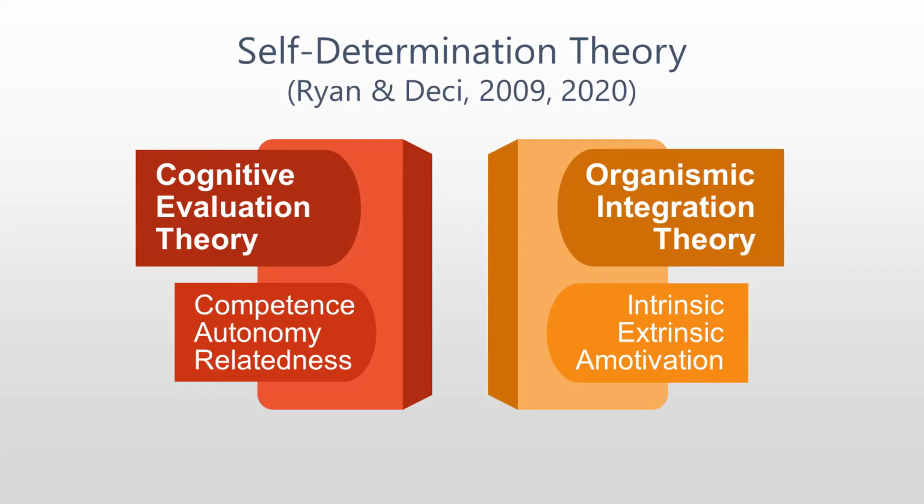So to summarize, self-determination theory is comprised of 6 mini-theories, and 2 of them are shown here. The first is cognitive evaluation theory, which explains how our competence, autonomy, and relatedness needs lead to intrinsic motivation. The second mini-theory is organismic integration theory, which explains different types of regulations and how activities can come to be valued.